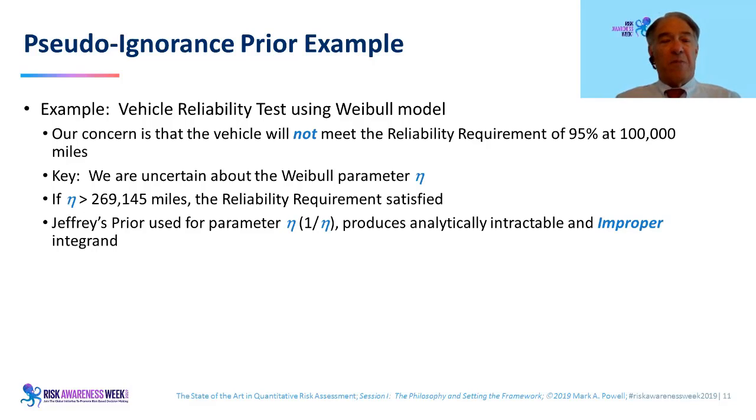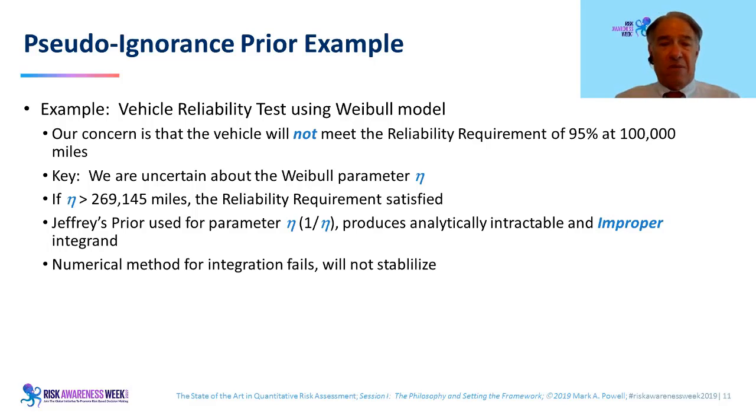In this particular example, you want to use an objective prior model. We use the Jeffreys prior, which is the same as the maximum entropy prior, same as the reference prior from Bernardo and Smith, for that scale parameter for the Weibull, which is simply 1 over the scale parameter, or 1 over eta. What this does is it produces an analytically intractable and improper integrand. We can't integrate it to get the probabilities we need to answer that question, to find out how sure we can be, given our data, that our reliability requirement of 95% at 100,000 miles is satisfied.